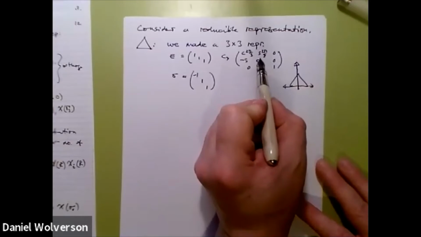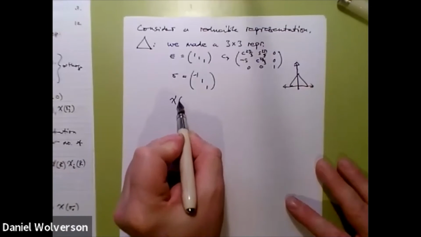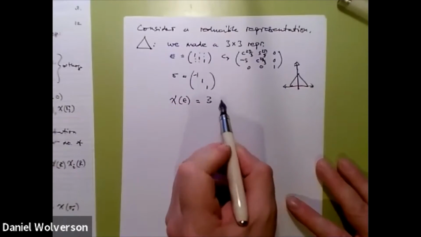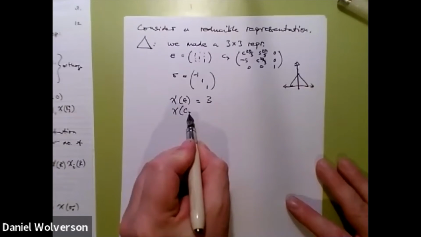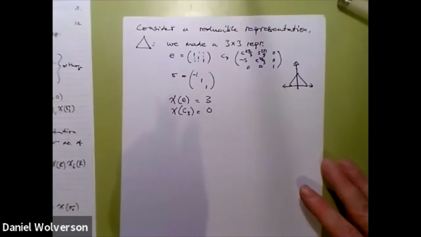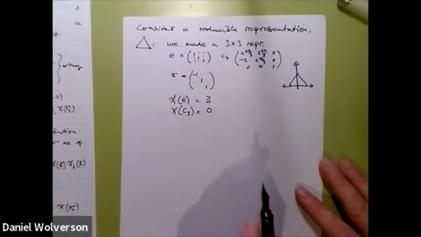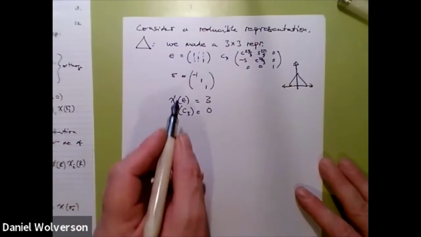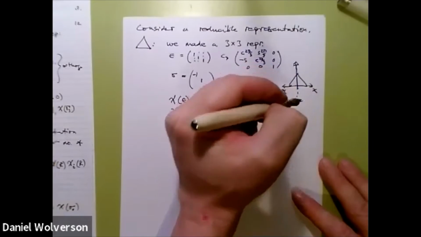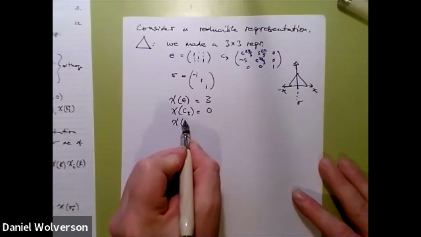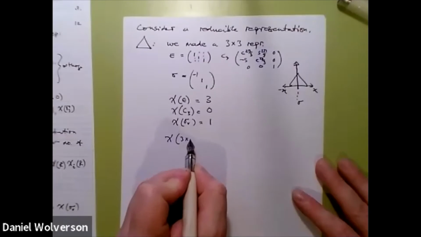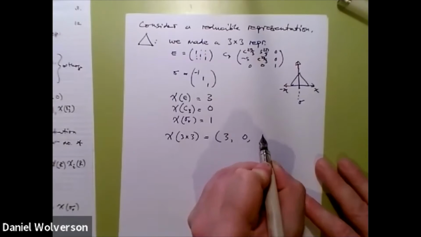And if we look at the traces of these, then the character of the identity is trivial because that's the dimension of the matrices, so that's 3. The character of this C3 matrix is minus a half plus minus a half plus 1, which is 0. You might say, aha, but what about the other C3 rotation? That's a different matrix. Yes, but they're in the same class, so we've proved they have the same character, so I only need one example of each. And the same for the sigma, the trace of this one, which was mapping x onto minus x, y onto y and z onto z. The character of that is minus 1 plus 1 plus 1, which is 1. So our character vector for our 3 by 3 representation is 3, 0, 1.